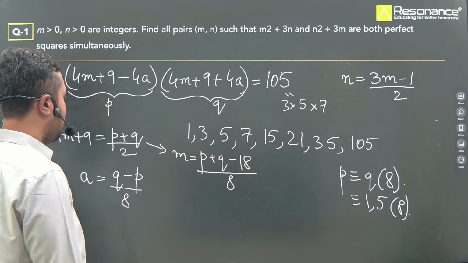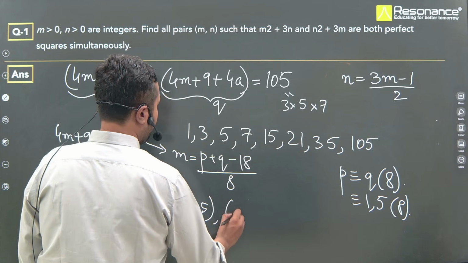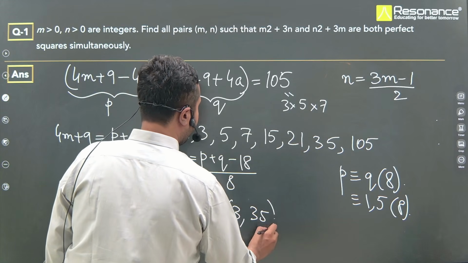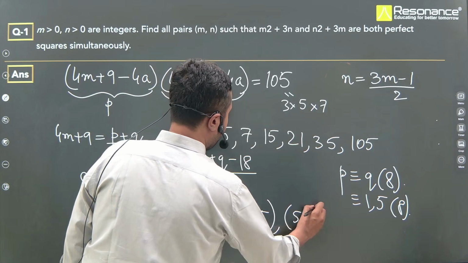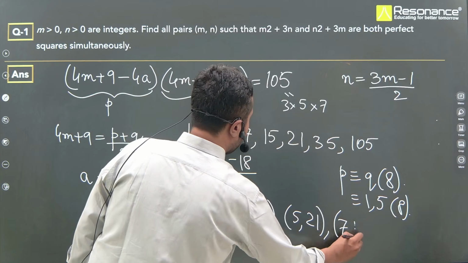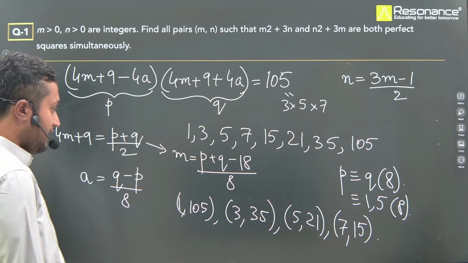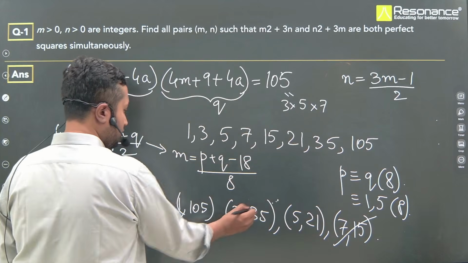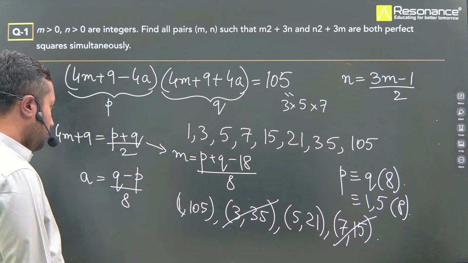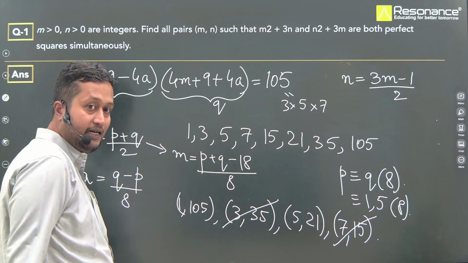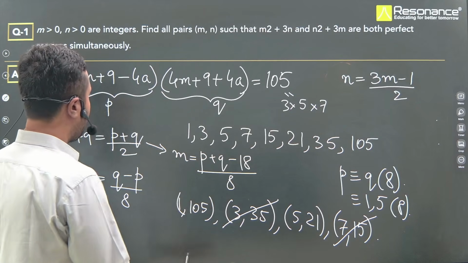So let's look at the possibilities. We have 1 with 105, then you got 3 with 35, 5 with 21, and 7 with 15. That doesn't look right. This also doesn't look right because it doesn't fit the congruence, right? I mean, you can just plug in all possibilities and you'll realize that you'll not get integer solutions, that's all.